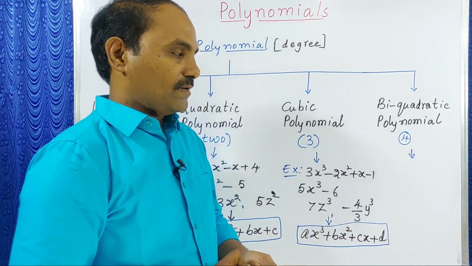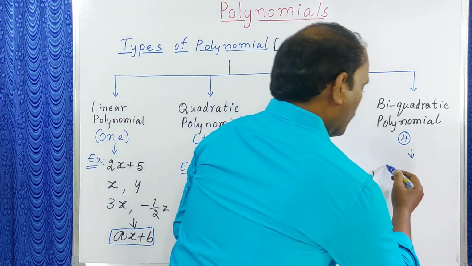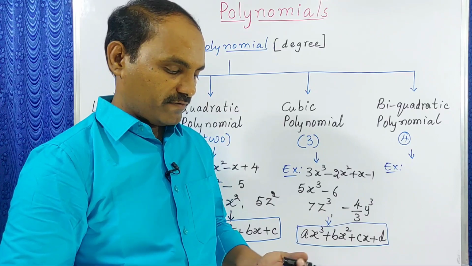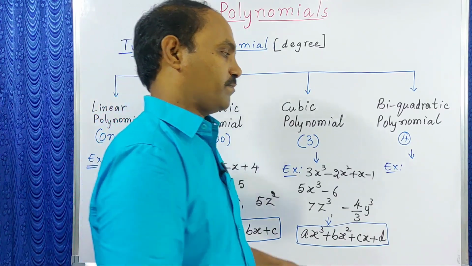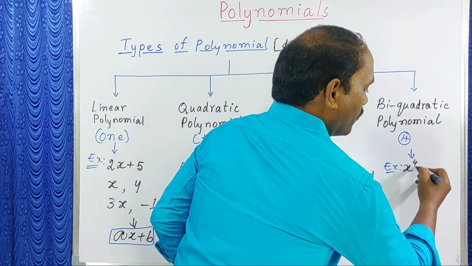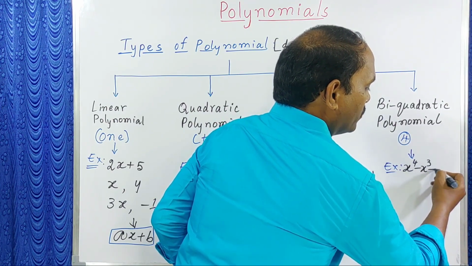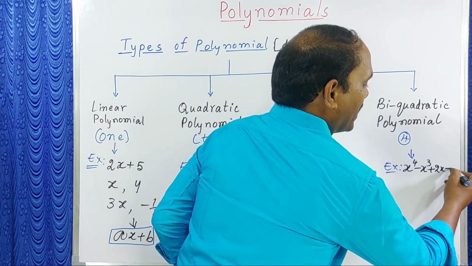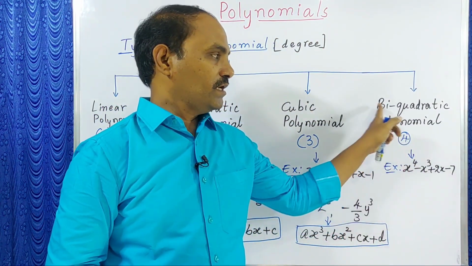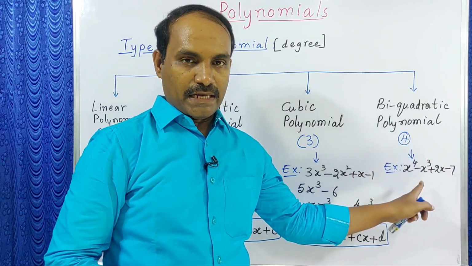Now let us check biquadratic polynomial. Biquadratic polynomial means polynomial with degree 4. Polynomial with degree 4 is called biquadratic polynomial. For example, x power 4 minus x cube plus 2x minus 7. Here highest exponent is 4, that's why biquadratic polynomial.